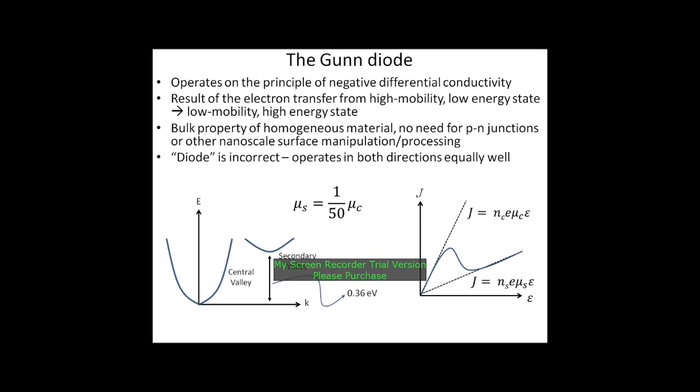In order for an electron to jump from the central valley to the secondary valley, it needs to have at least 0.36 electron volts of energy. This can be seen on the current density versus electric field plot on the right. Once you pass a certain electric field, enough energy is given to the electron that it jumps into the secondary valley, and the mobility of those electrons is lower, so then you have a reduction in the current.